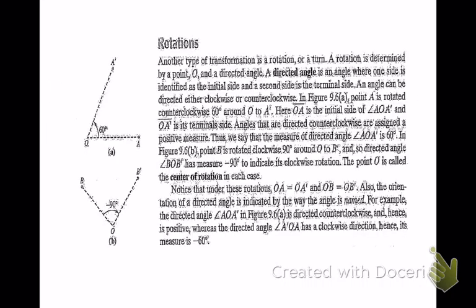Rotations. Another type of transformation is a rotation, or turn. A rotation is determined by a point O and a directed angle. A directed angle is an angle where one side is identified as the initial side and the second side is the terminal side. An angle can be directed either clockwise or counterclockwise.